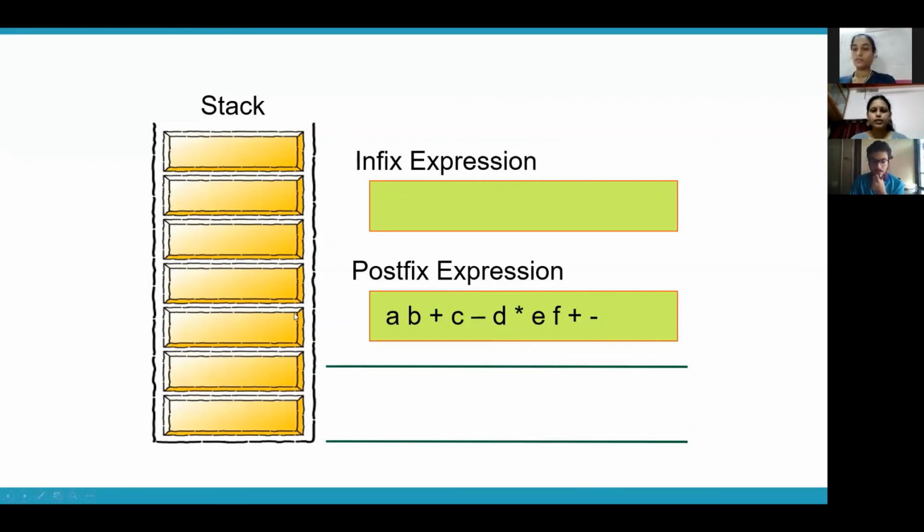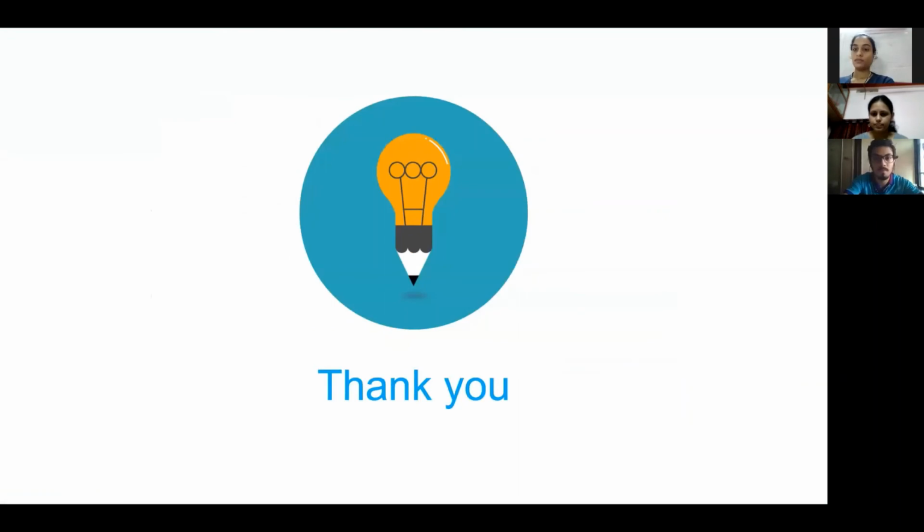Everybody has marked your attendance? Yes. Okay. Any doubts? Does anyone have an issue with this one? Infix to postfix conversion? No, right? Shall we end the session?